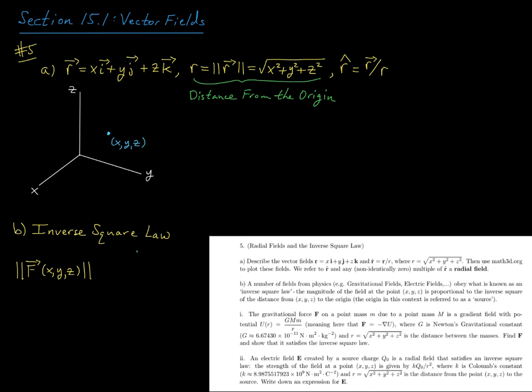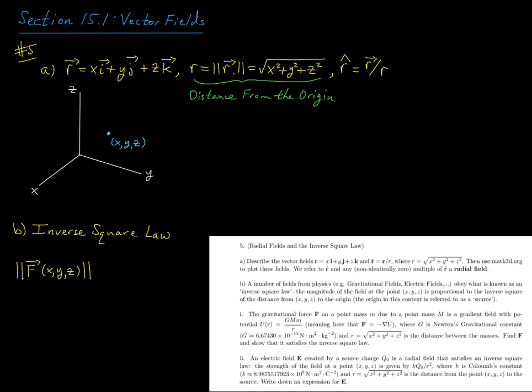All right, in this last video, we're going to look at problem number 5 on radial fields and the inverse square law. So part A says describe the vector fields R, which is xi plus yj plus zk, and r hat, which is the vector R divided by this scalar R, where R is the square root of x squared plus y squared plus z squared.